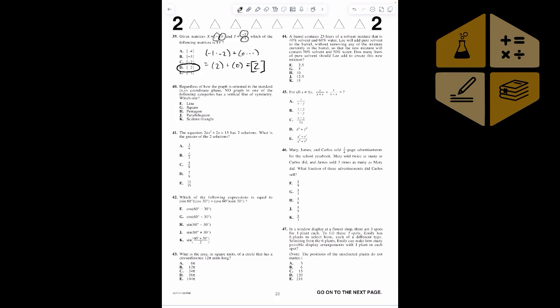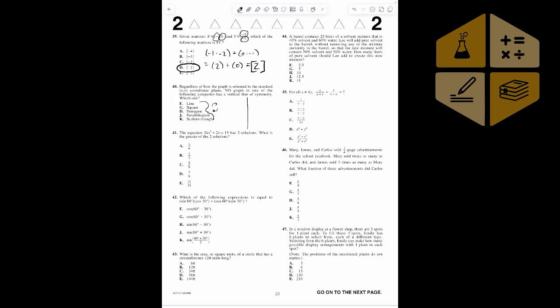Number 40, regardless of how the graph is oriented in the standard XY coordinate plane, no graph in one of the following categories has a vertical line of symmetry. Which one? Line, square, pentagon, parallelogram, scalene triangle. What this is saying is that if we take a vertical line like this and we play with these shapes over here and we twist them, we make them go left and right, which one of these 5 is it not possible for the shape to have a vertical line of symmetry?